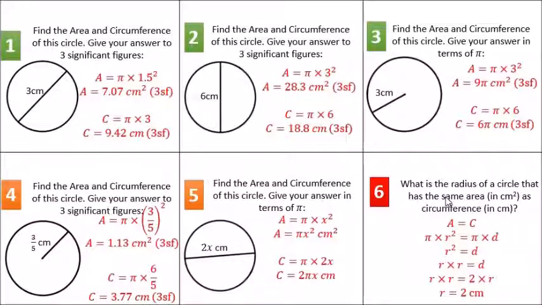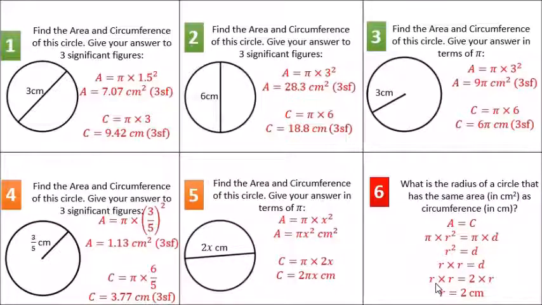Question 6. The radius of a circle that has the same area in centimetres squared as the circumference. So the area is equal to the circumference. So pi multiplied by the radius squared should equal pi multiplied by the diameter. That gives us an equation. I can divide both sides of that equation by pi to get that the radius squared must equal the diameter. The radius squared is radius multiplied by the radius. And the diameter, we know, is 2 times the radius.